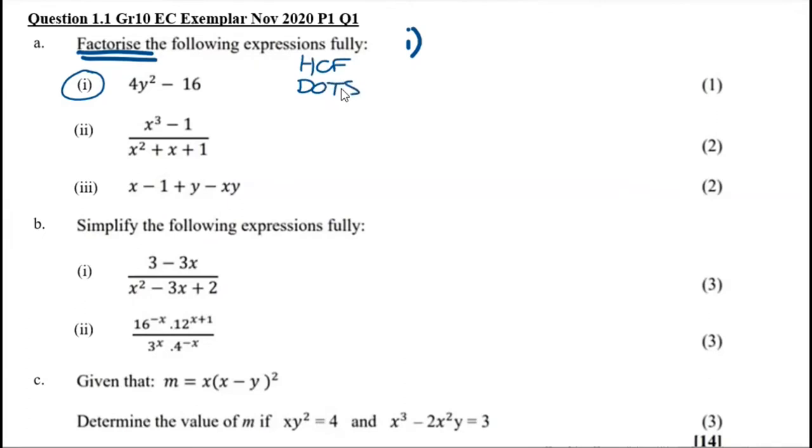But I'm actually going to do it in the "I'm writing an exam and I'm confused" way, to show you that you guys will still get the same answer. So if you didn't see the highest common factor and you just saw 2 terms, perfect squares, we're going to go for dots. You're not going to get the wrong answer. So remember dots, you're going to square root both sides and you're going to land up with a 2y plus 4 and a 2y minus 4. There's nothing wrong with that.